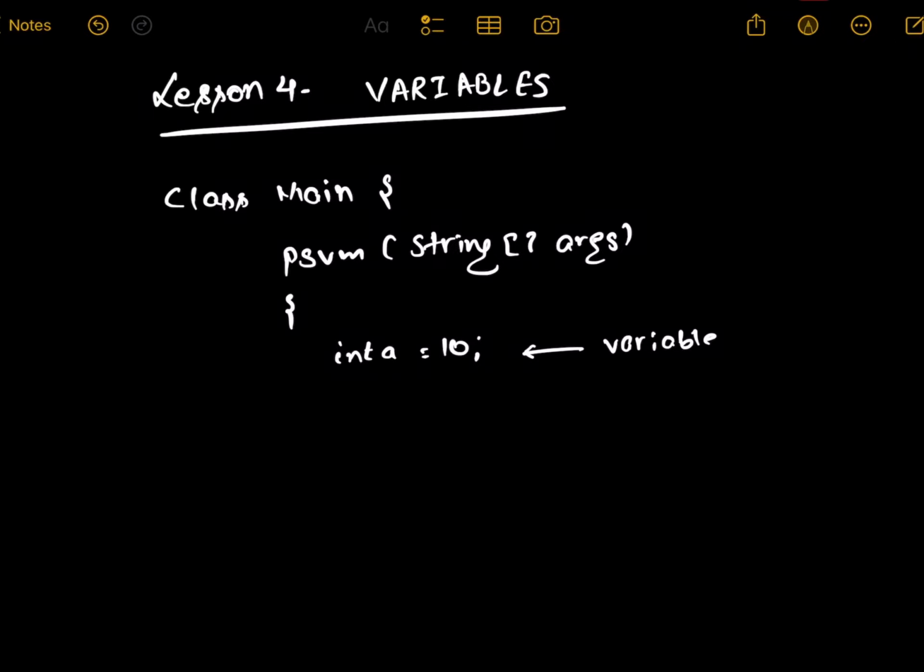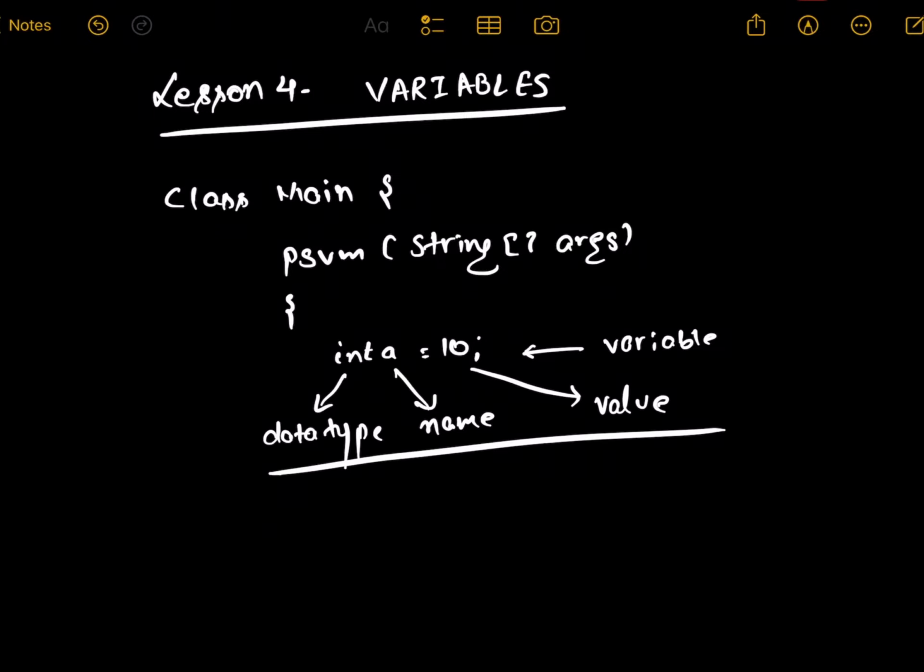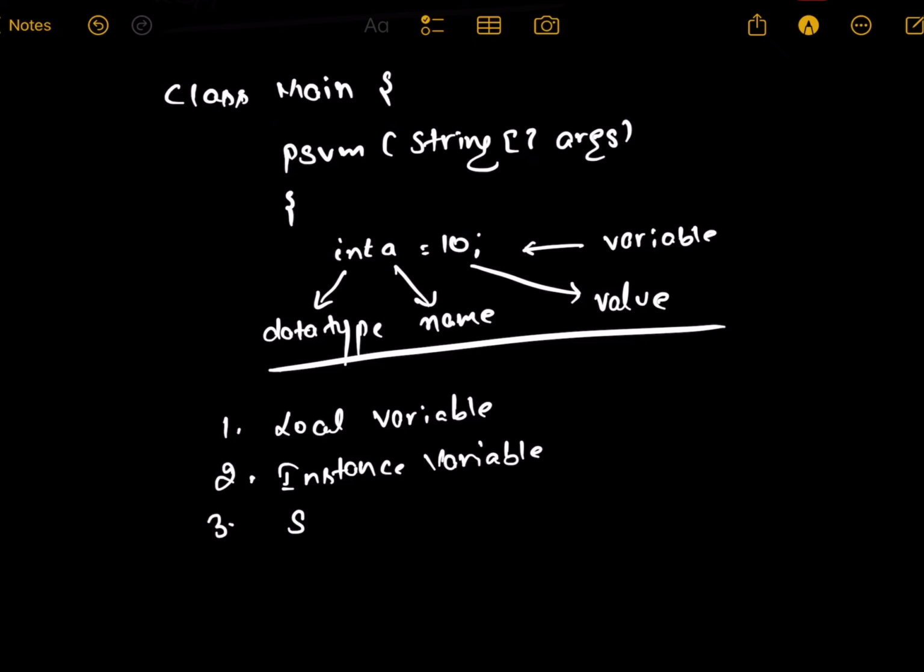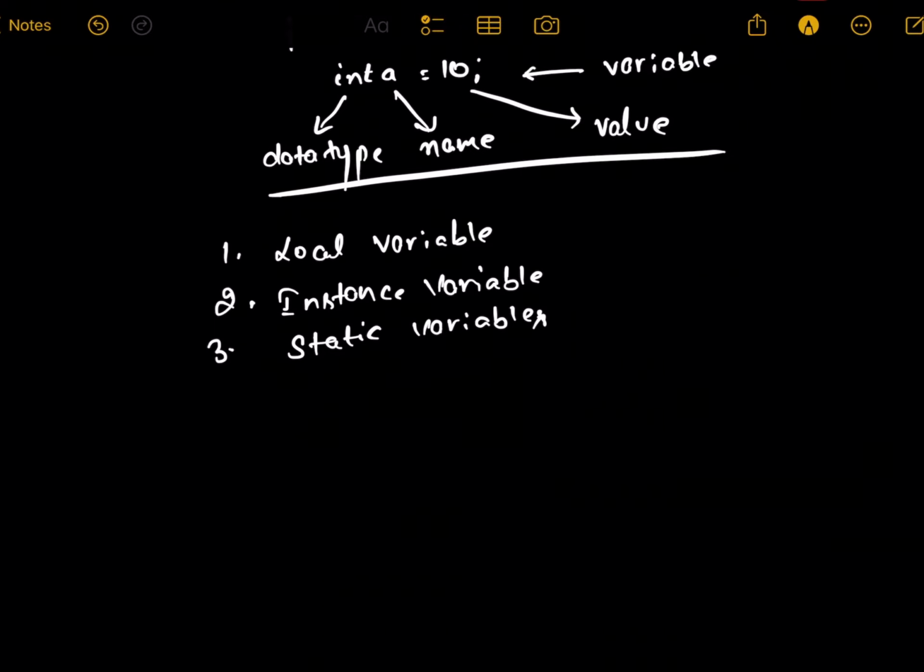A variable has three parts. One is the data type, one is the variable name, and one is the value of that variable. So this is a variable. There are three types of variables in Java: the first is the local variable, the second is the instance variable, and the third is static variables. Let's discuss these.